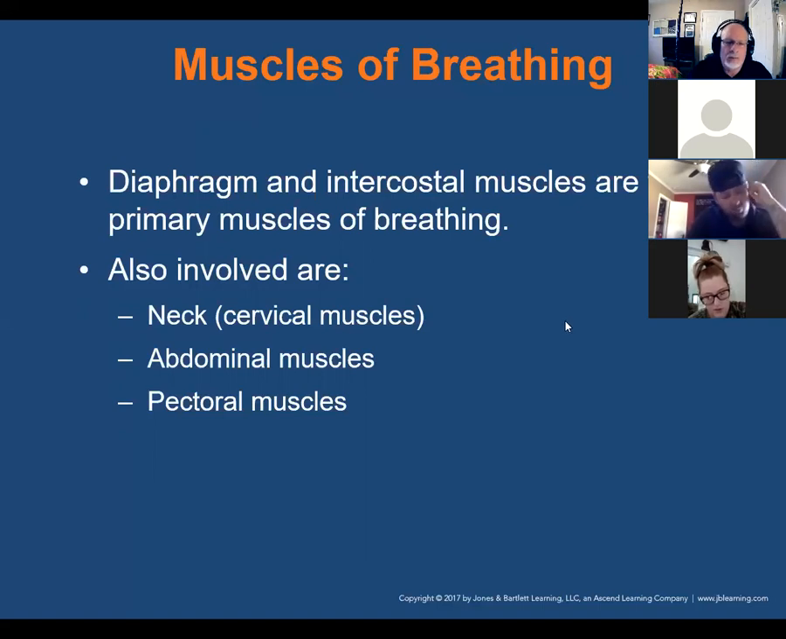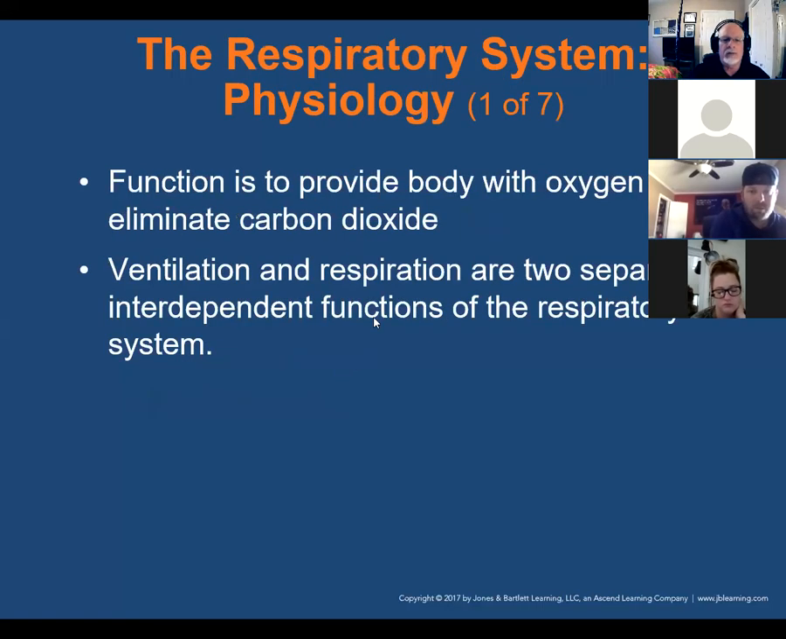We also can use some accessory muscles of breathing. The primary muscles are the diaphragm and intercostal muscles. Secondary or accessory muscles are the muscles right there above our collarbones or clavicles, our neck muscles, abdominal muscles, we contract those, and maybe even our pecs, we contract them. That's when somebody is in respiratory distress and they're fighting to try to breathe, and they're contracting those muscles to try to help make that space bigger so that we have more air moving through that pressure gradient.